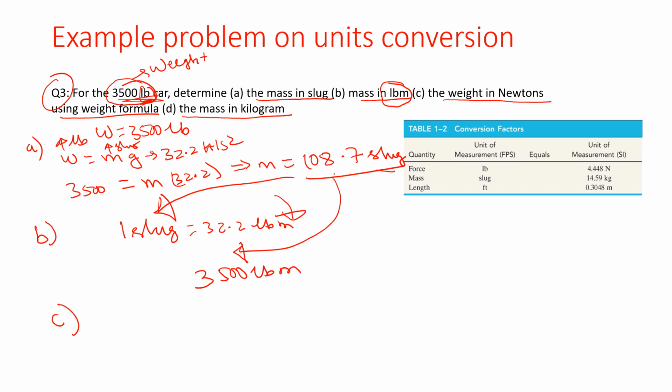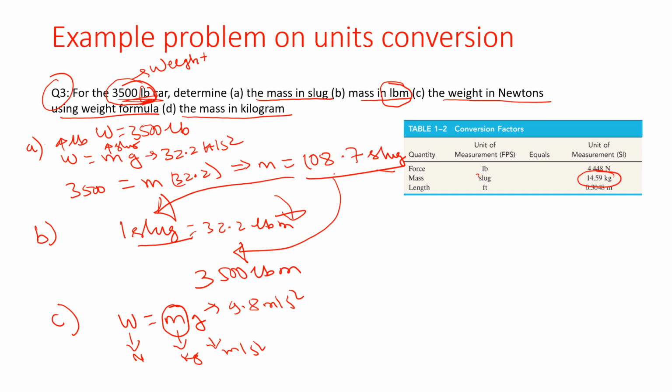Number C, the weight in Newton. Again, weight is mass multiplied by acceleration due to gravity. So for this to be Newton, mass has to be in kilogram, and then acceleration due to gravity has to be in meter per second square. And we know acceleration due to gravity is 9.8 meter per second square. So you need to know the mass in kilograms. Convert this slug to kilogram using this relation.